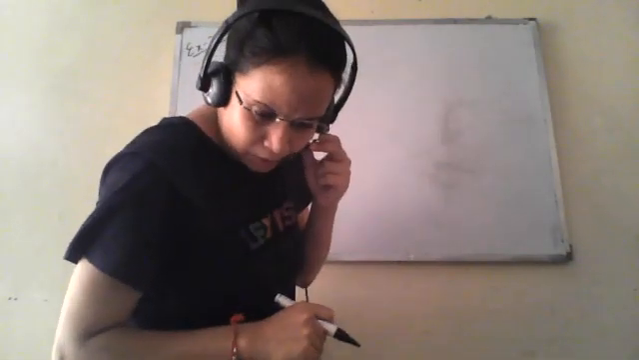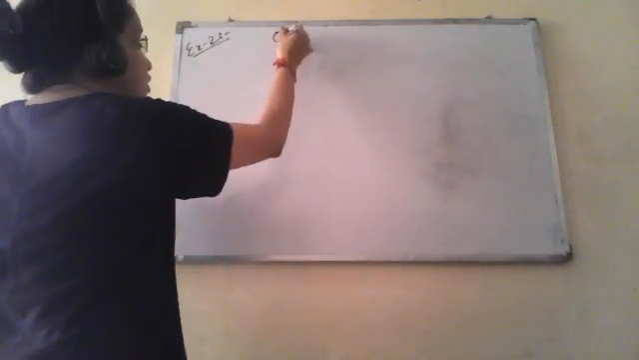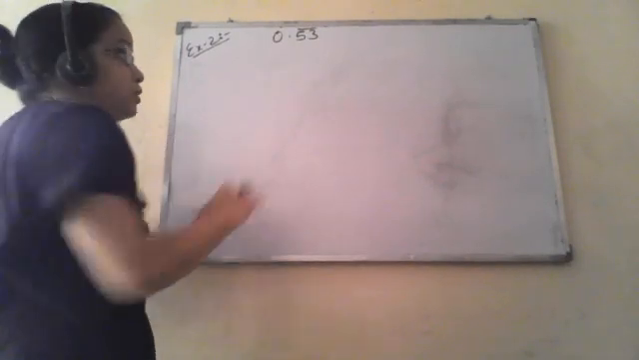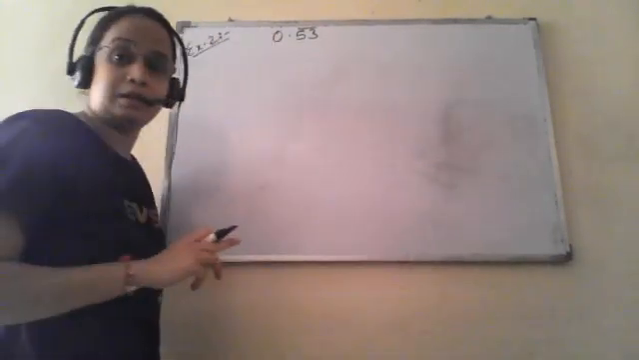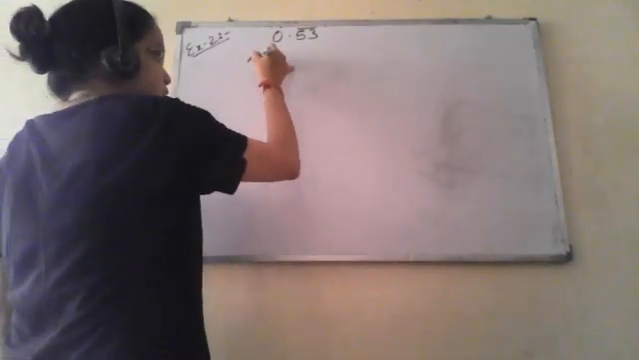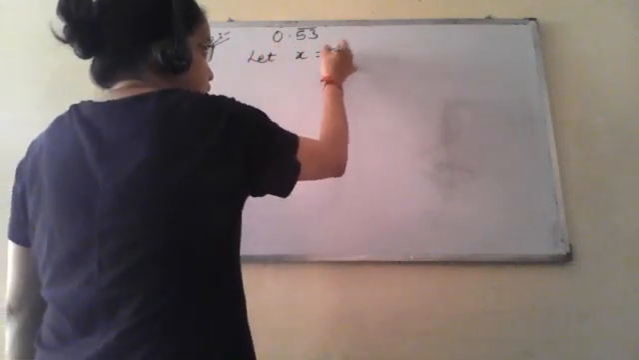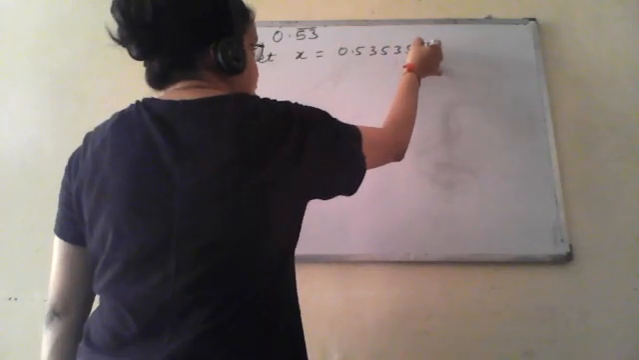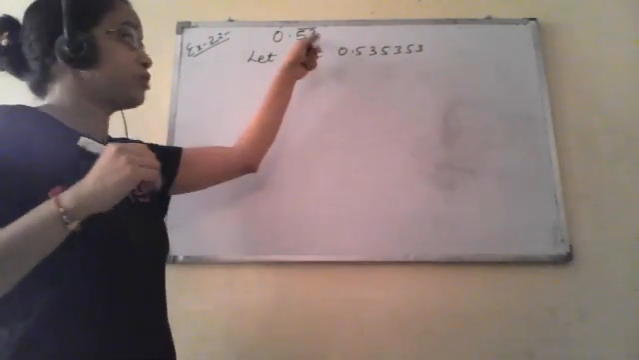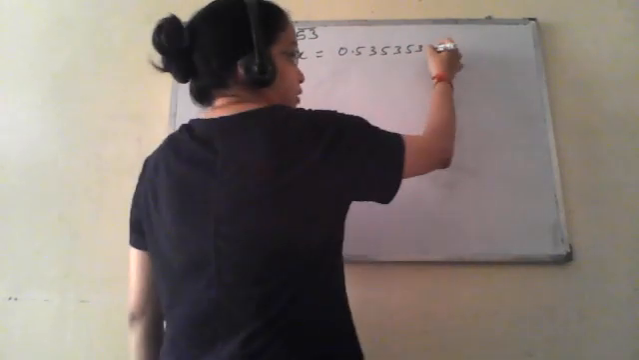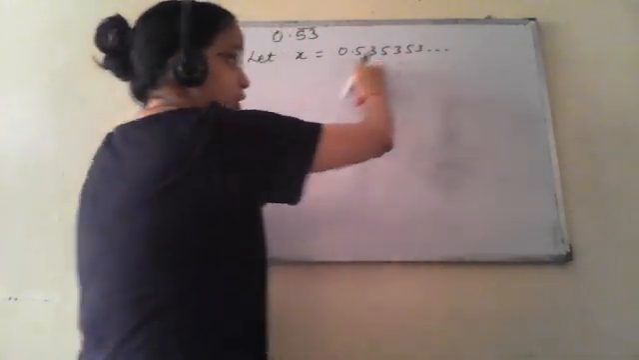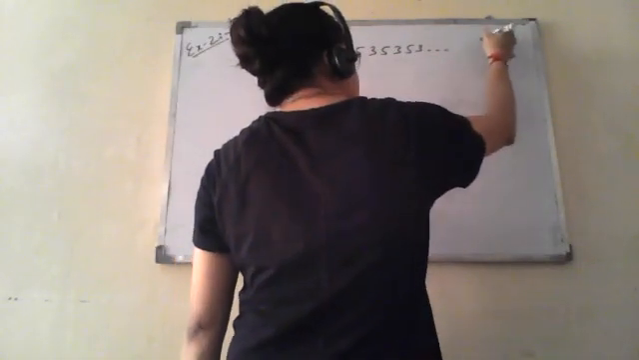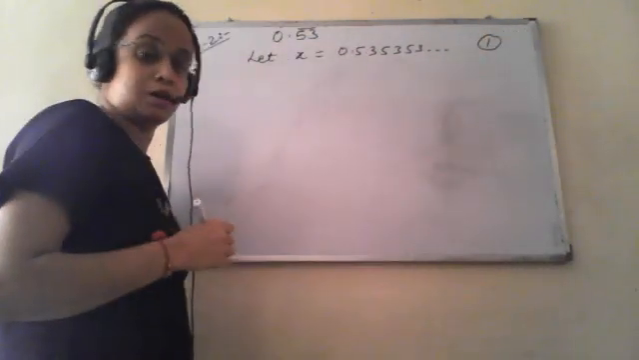Example 2. We have to convert this 0.53 bar into the form of p upon q. Now what was the first step? We will take this equal to x. Let x equal 0.535353. Clear? Because this 53 has been repeating. And we will put this dotted line to indicate that this division process is not terminating. So we will name this equation number 1.